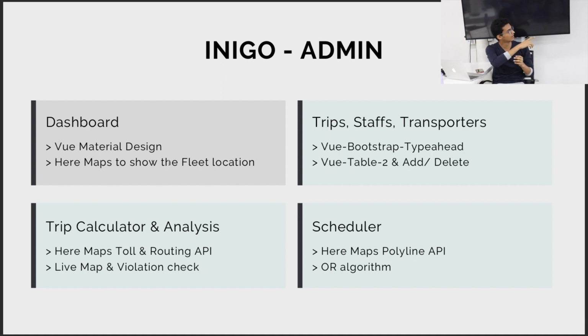And for trip calculator analysis, Here Maps toll and routing APIs were used, and for live map and violation check also, we use the Here Maps API. For the scheduler, the Here Maps polyline API and an OR algorithm were used.